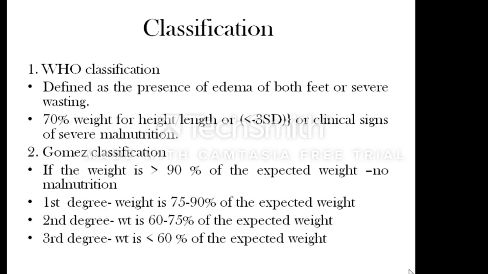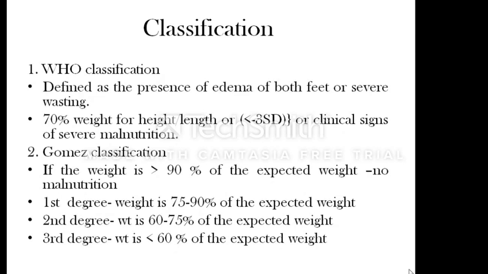That individual should be derived from a chart. The first degree is given when the weight is between 75 and 90% of the expected weight for that individual, and this is usually obtained from a standard chart. The second degree, so the Gomez type goes by degree, is 60 to 70% of expected weight, and less than 60% of the expected weight is third degree.